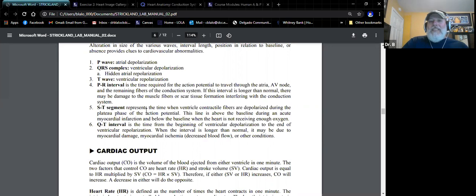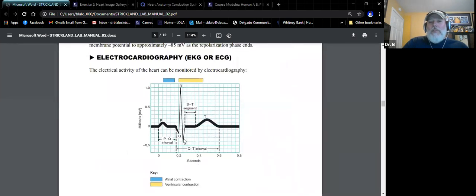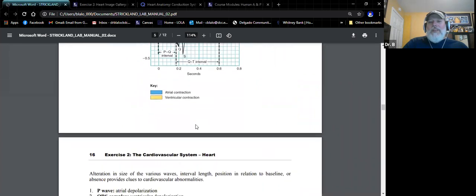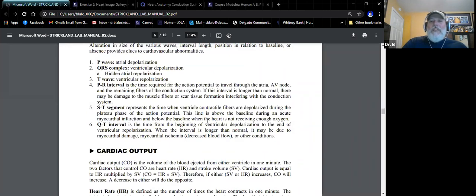Now the ST segment, which we're getting from the end of depolarization to the beginning of repolarization. This ST segment is where, if it's above the baseline, this would be a good indication that the patient is having a heart attack at that moment, all right?